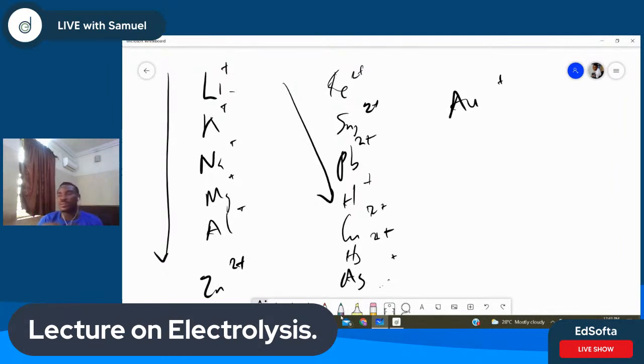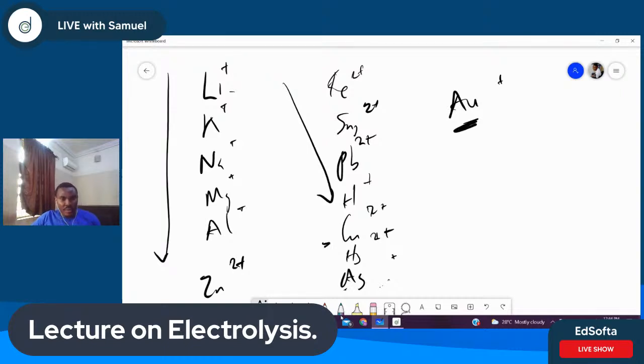So lithium reacts more than potassium. Potassium reacts more than Na. And as you keep going down, you see that the least reactive in the electrochemical series that we have written here is gold, which is Au.